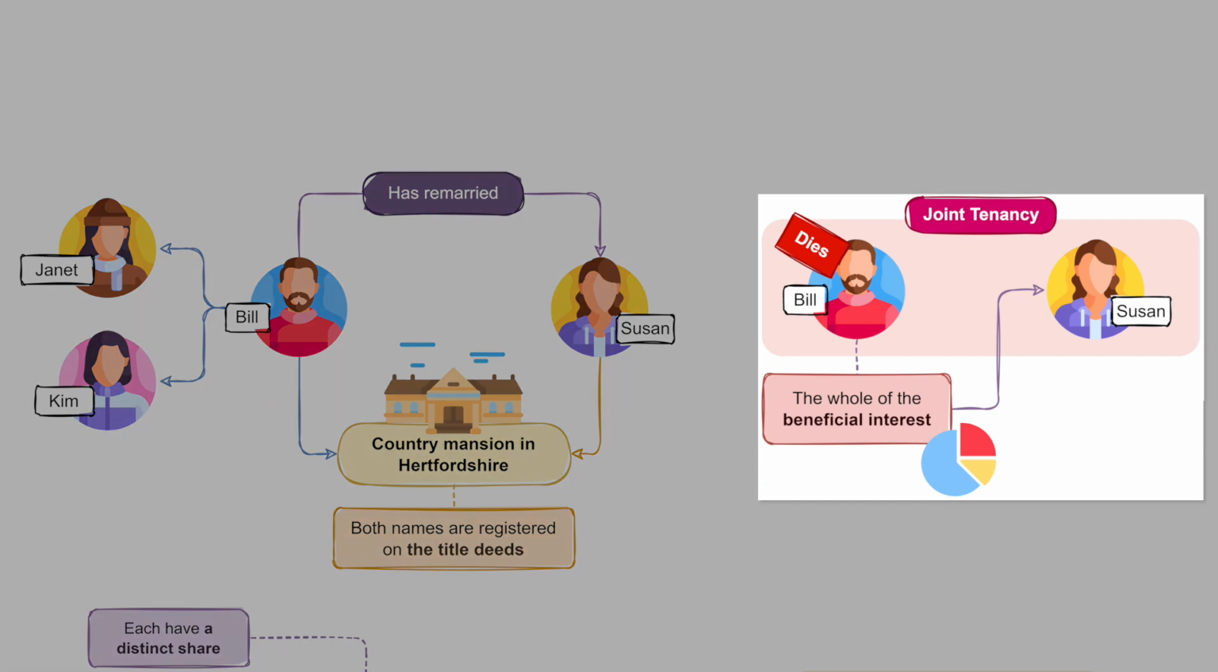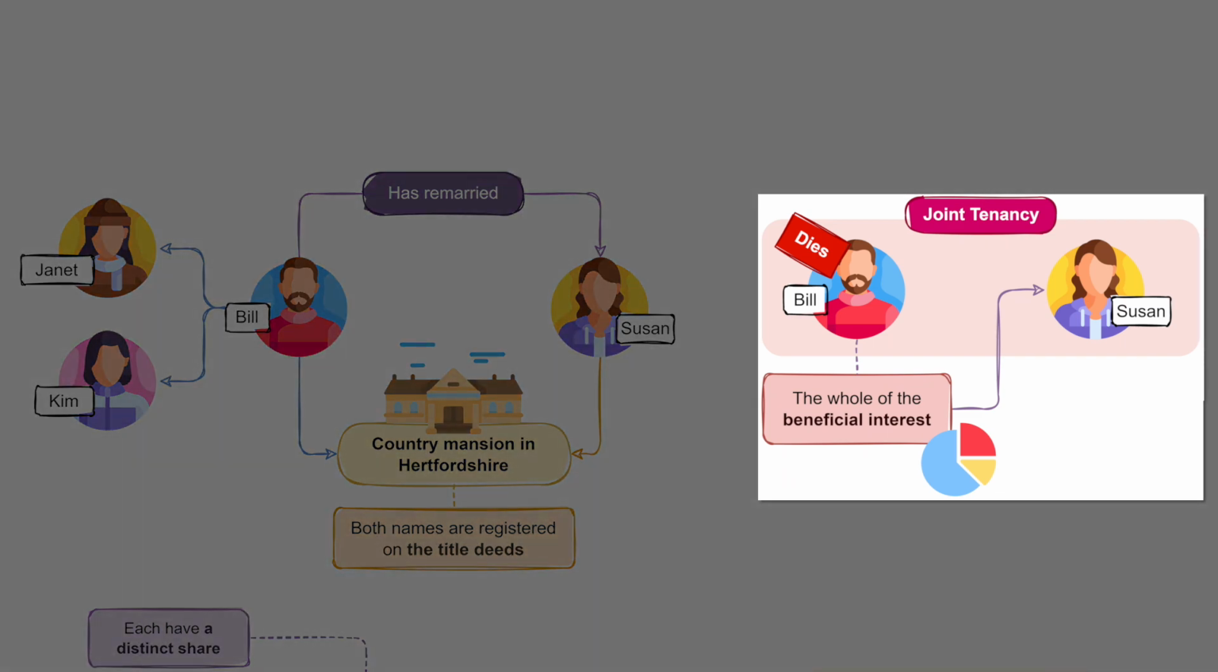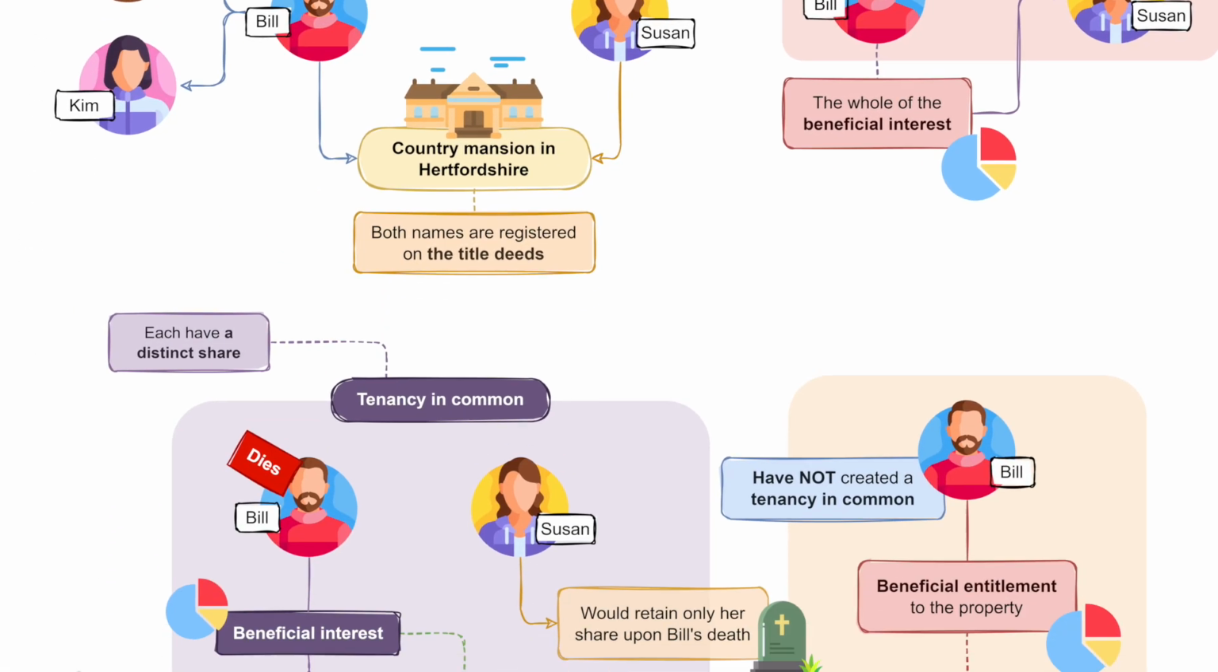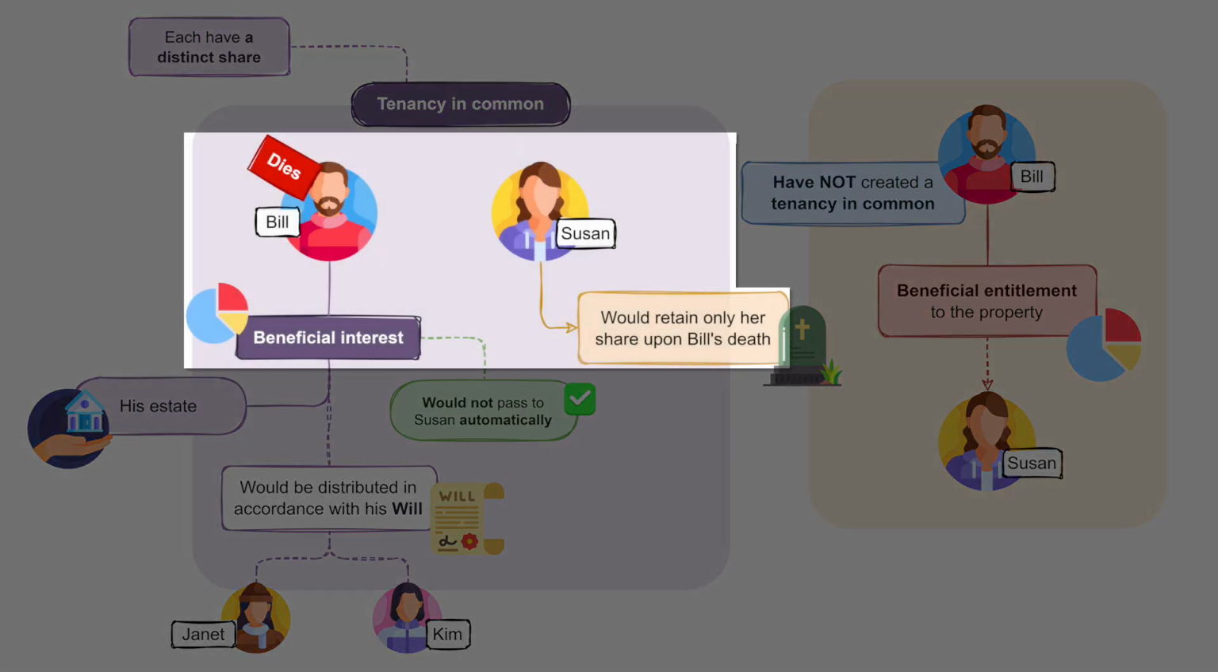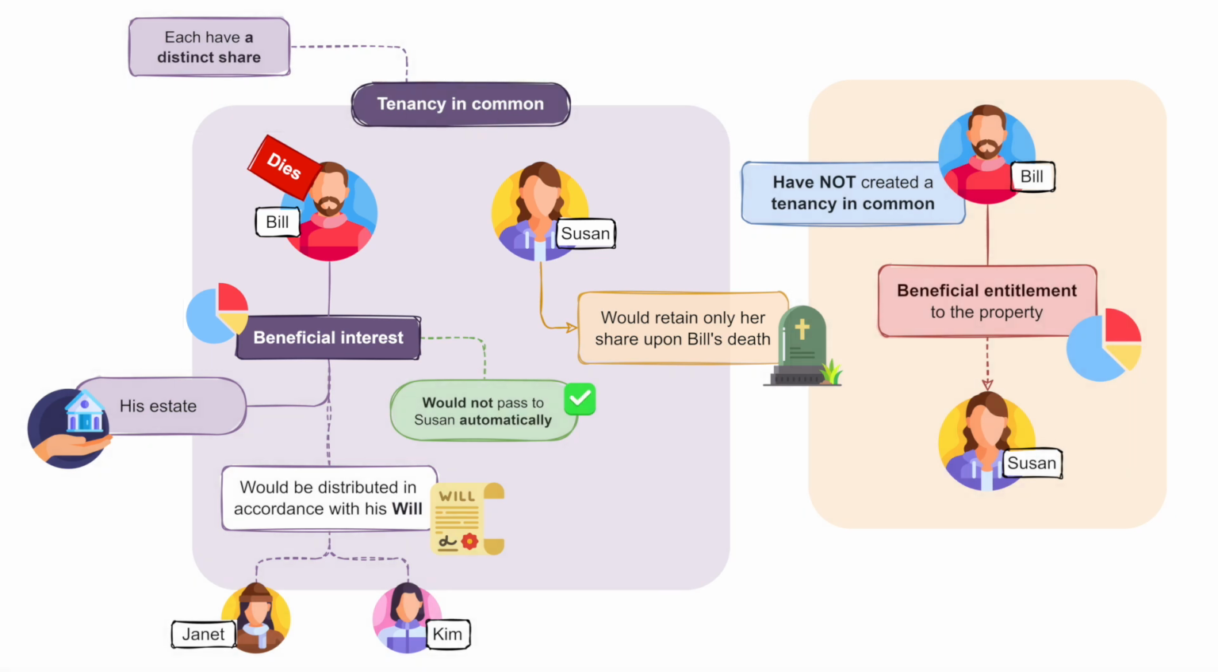So, if the property were to remain a joint tenancy, then if Bill were to die, the whole of the beneficial interest would pass to Susan. By contrast, under a tenancy in common, each has a distinct share. If Bill were to die, then Susan would retain only her share upon Bill's death. Bill's beneficial interest would pass into his estate.